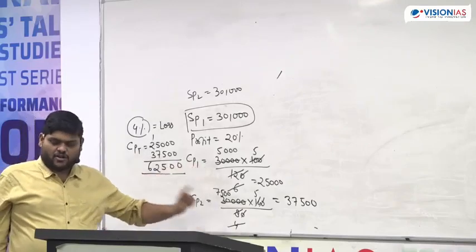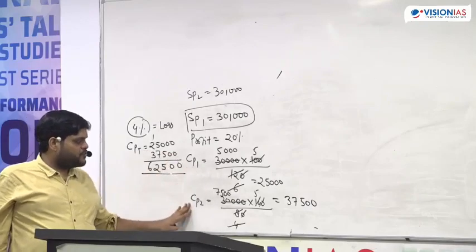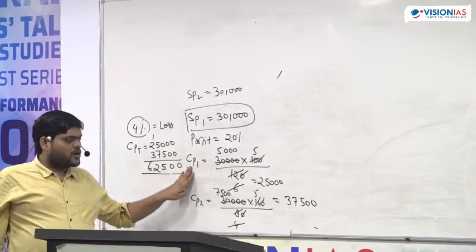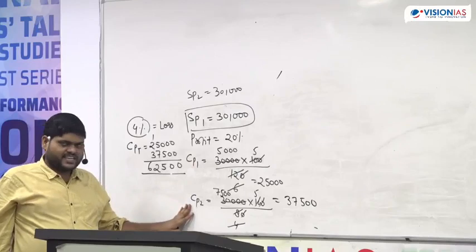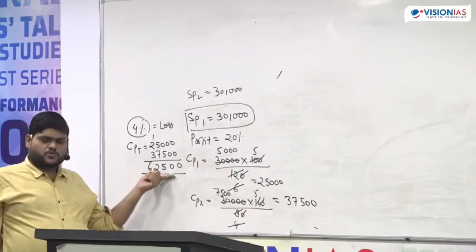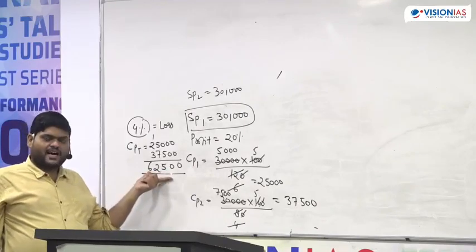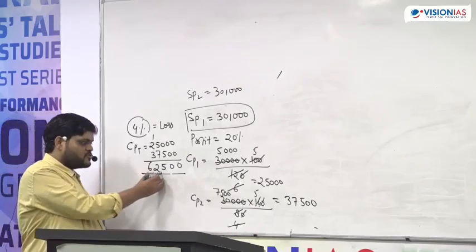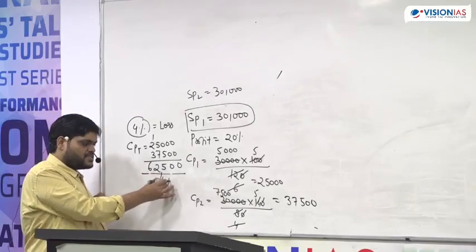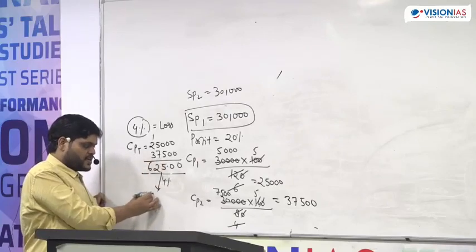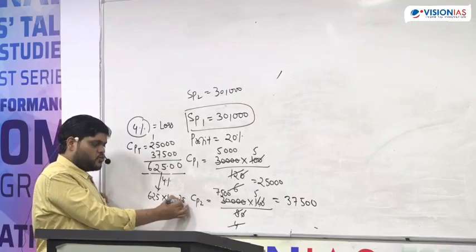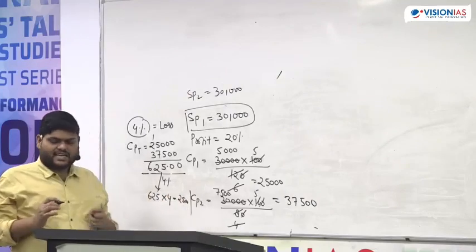Already we have done all this. So first we have to find out cost price 1 and cost price 2. Once cost price 1 and cost price 2 are found, this is the total cost price. Now we can find out the percent of profit or loss. So we simply have to find 4% of this. 1% of this becomes 625, and 4% of this becomes 2500. That is the correct answer.